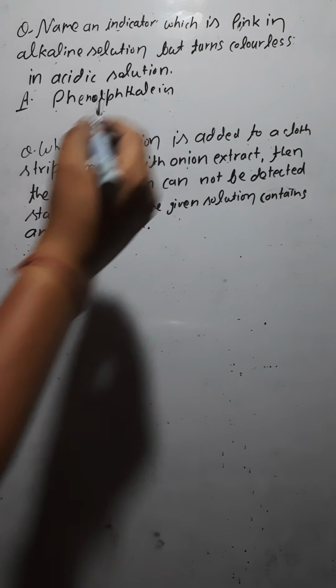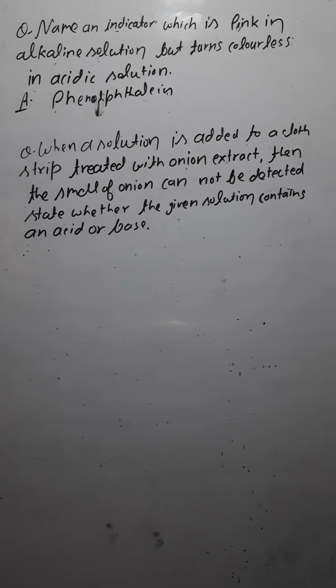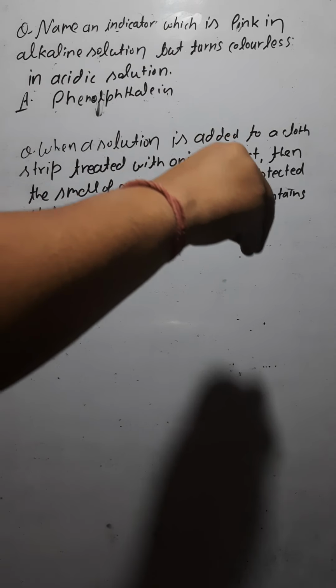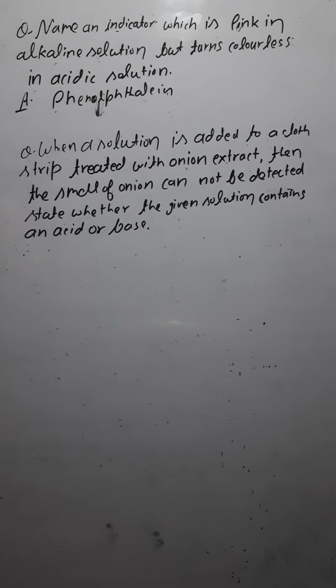Phenolphthalein. Isn't it? So phenolphthalein is an indicator which would turn basic solution into pink and would turn acidic solution into colorless. Okay. Next question.